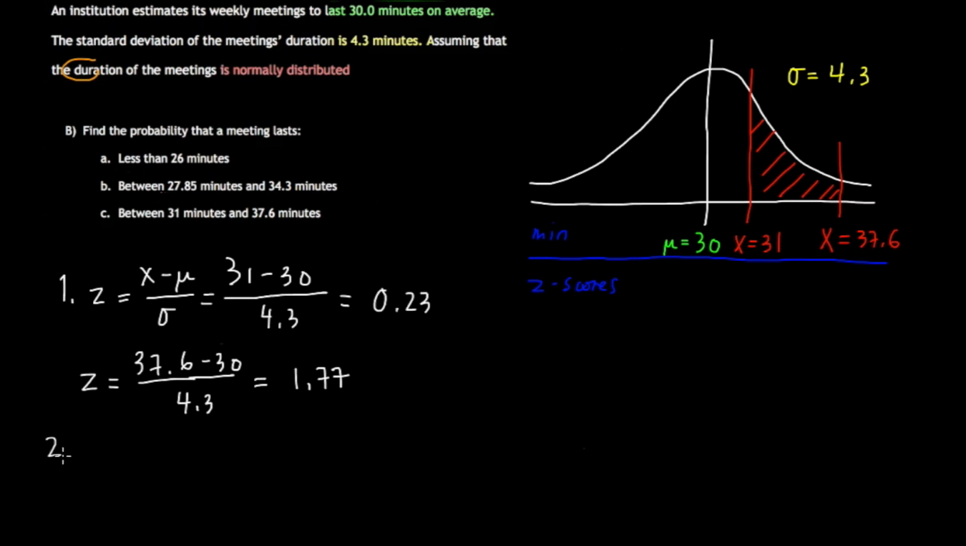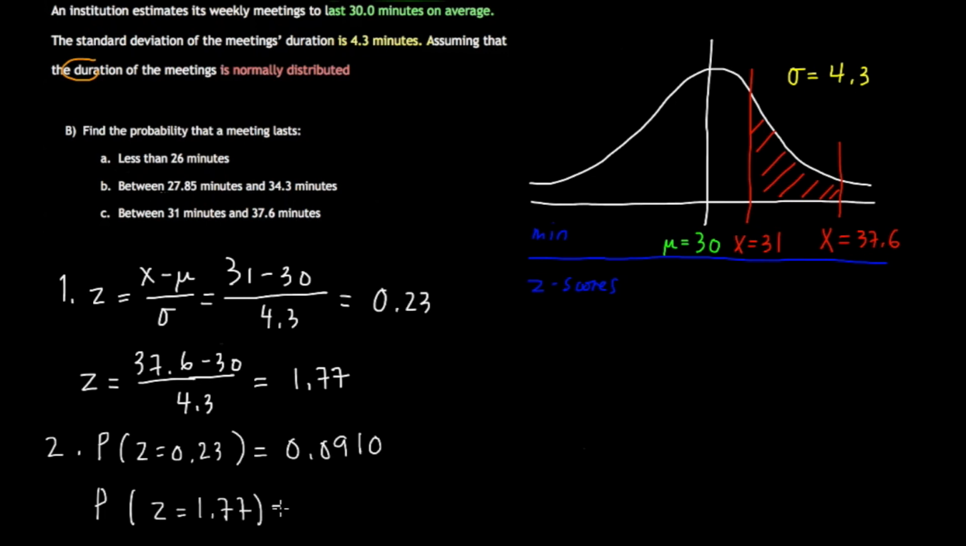So in step 2, as we just found, let's do a small little recap. The first one, 0.23, we know is equal to 0.0910. And the second one, the probability of z equal to 1.77 is equal to 0.4616. Okay, so let's go ahead and plot the probabilities inside the bell-shaped curve.